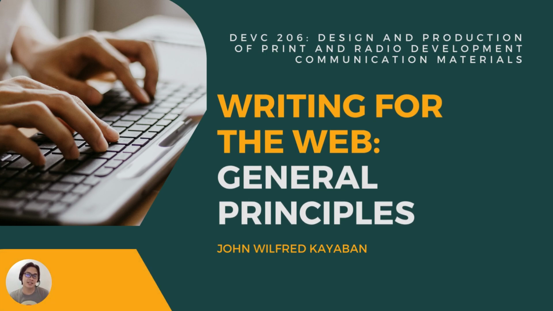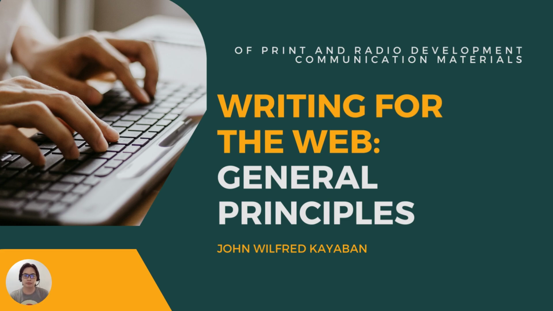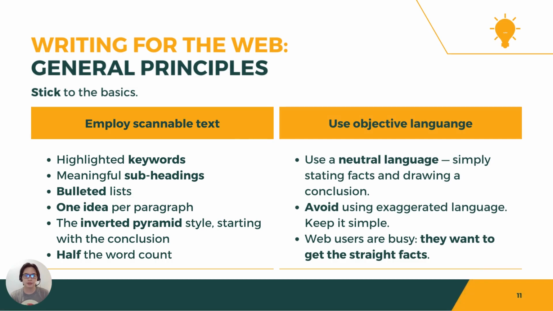I will now be discussing the general principles for writing for the web. With the knowledge of how users read on the web, some general guidelines should be considered for effective web writing. Employ scannable text. That's the first one. To use these, we can have highlighted keywords or hypertext links serve as one form of highlighting. Typeface variations and colors are other forms of it.